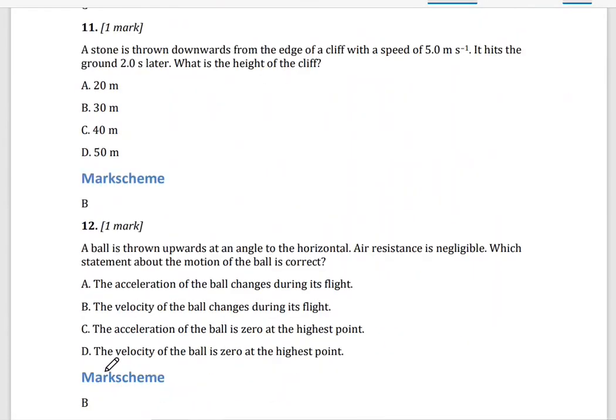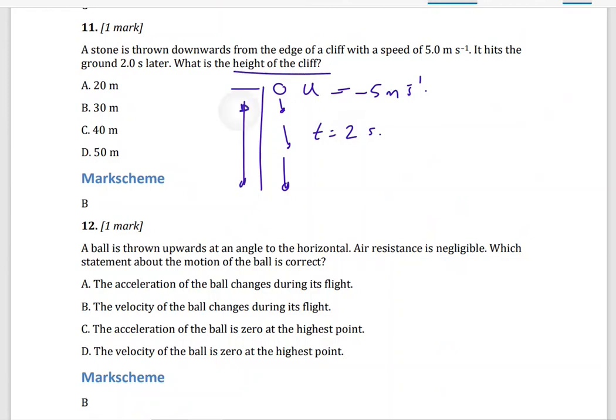A stone is thrown downward from the edge of a cliff. So here you have a cliff and a stone is thrown downward with initial speed. So u initial here is 5, and since it's downward, this will become -5 meters per second as it hits the ground. After 2 seconds, I need the height of the cliff, so this one, delta y, or s in the y direction. How much?